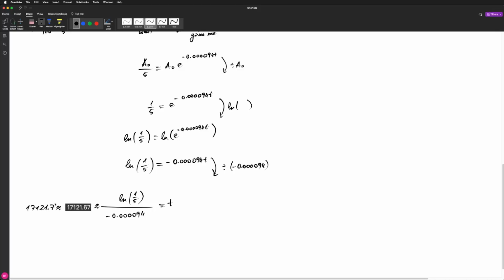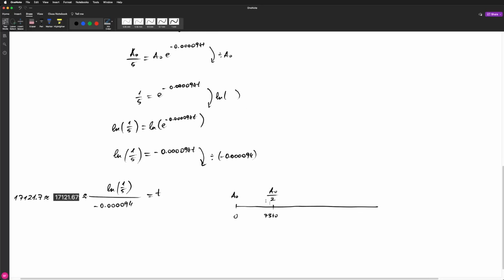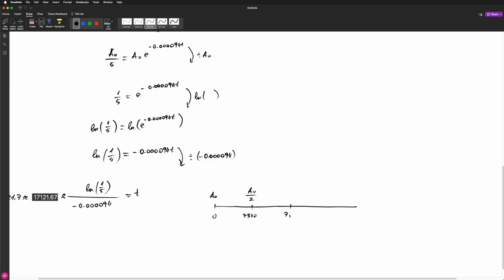And one useful sanity check I would recommend is to use the definition of half-life and do some jumps. So if you wait for 7,340 years, you will get half of the initial amount. If you wait another 7,340 years, that would be something like 15,000 years. You get a quarter of the initial mass, half of what happened. Every time you wait for a half-life, you get half of the mass.